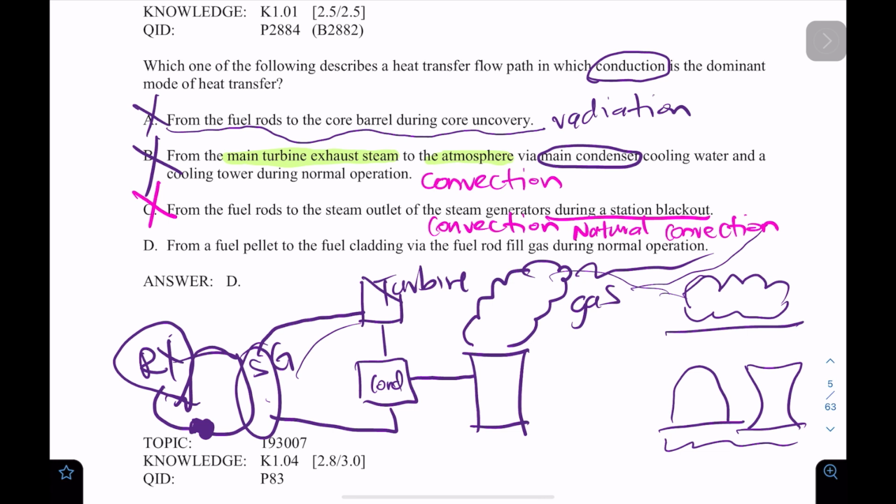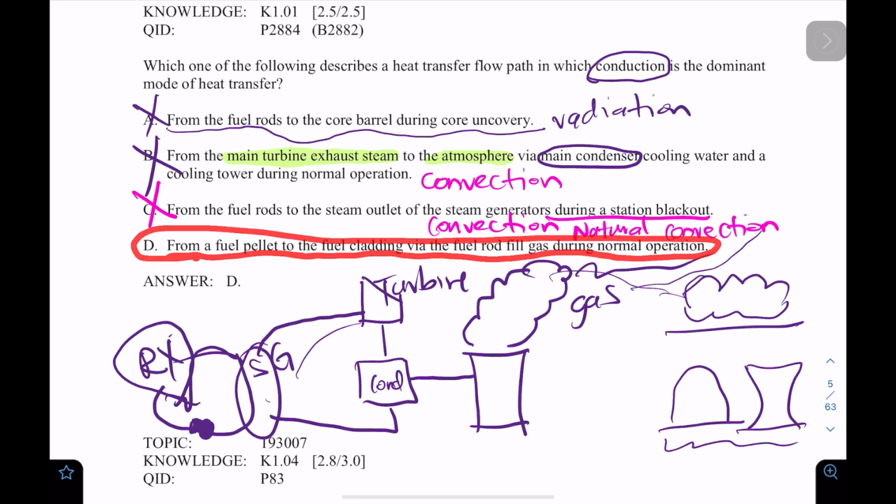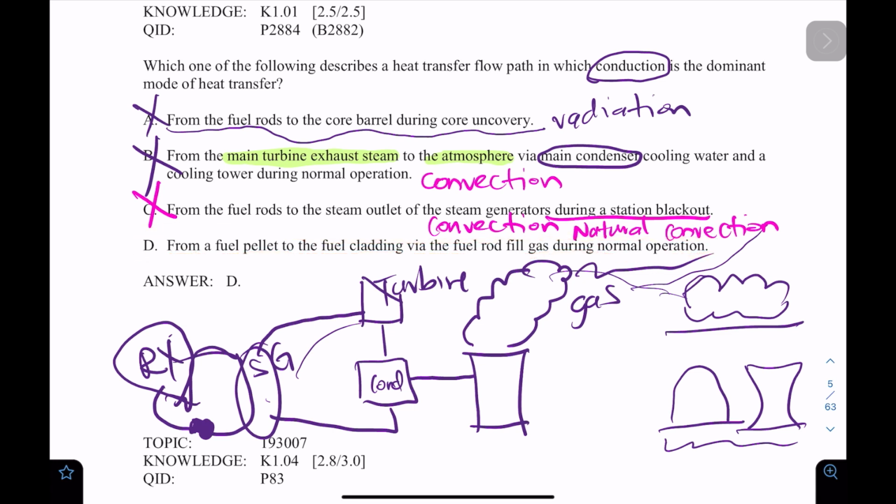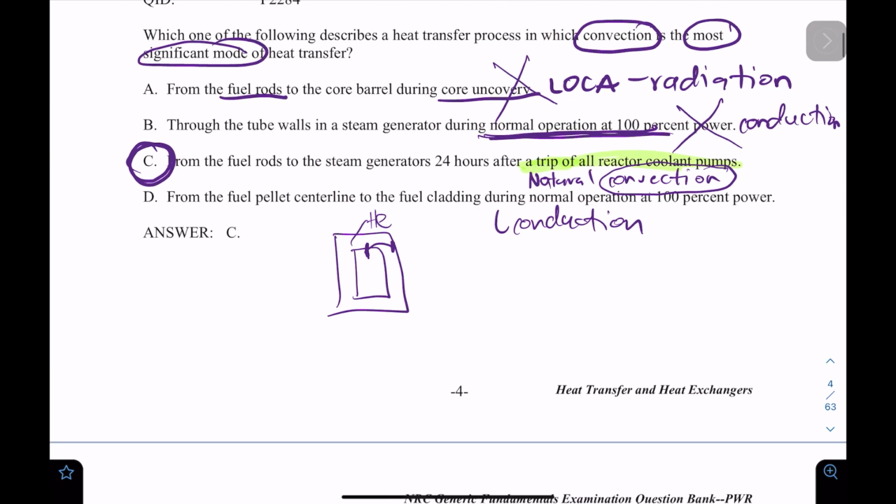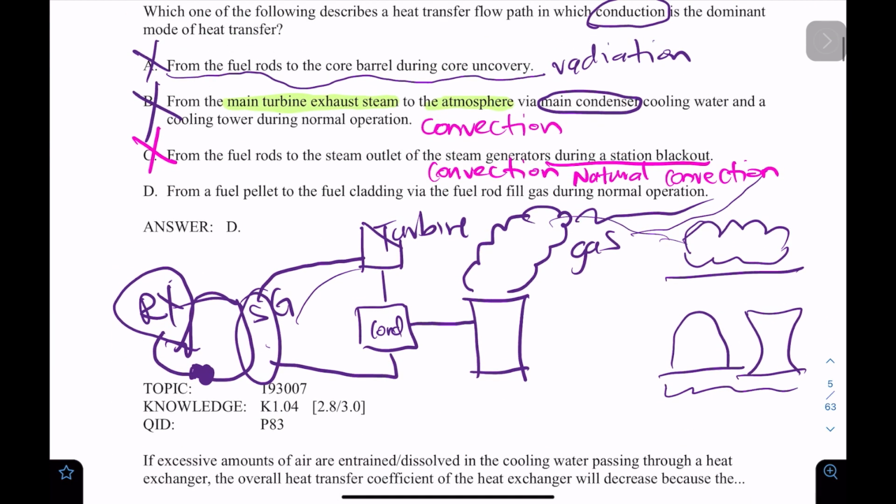Now, from a fuel pellet to the fuel cladding via the fuel rod fill gas during normal operation. When we say gas, we might think, oh, it's in motion, but since the gas is helium and it's between the cladding and the fuel pellet and it's not in motion, that's why in this case it is conduction. So that's why answer D is correct.